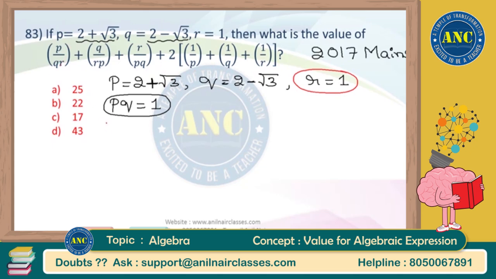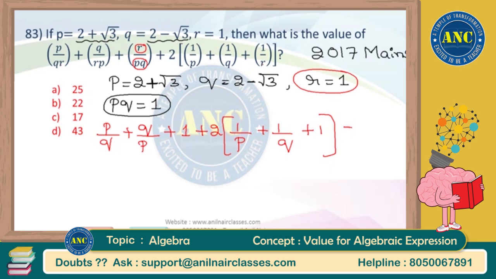The first term becomes P by Q into 1. The second term is Q by P into 1. The third term is R, whose value is 1, and the PQ value is also 1, so 1 by 1 is nothing but 1. The fourth term is 2 times of 1 by P plus 1 by Q plus 1 by R. The R value is 1, and 1 by 1 is 1. This is what they are basically asking you to find. Now, is it difficult, sir? Definitely it should not be difficult, because I am sure we have solved this kind of shortcut earlier in our basic level of questions.